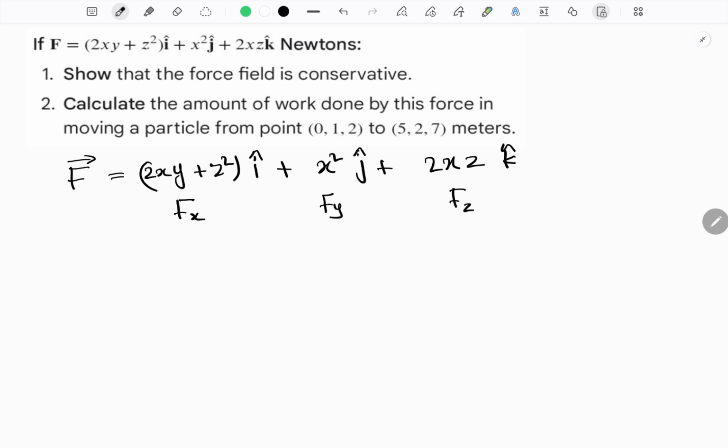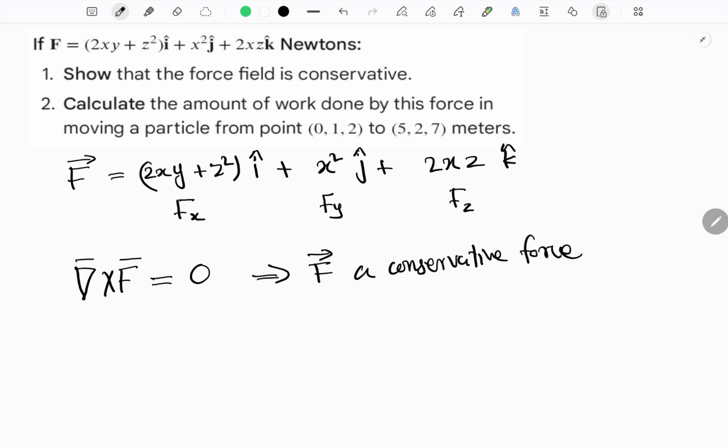Now, how do we check whether the given function is a conservative force or not? To find that, we will find the curl of the function, del cross F. If the curl of a function is 0, then that implies that the force function F will be a conservative one. So all we have to do is to find the curl of the given function. So let us do that.